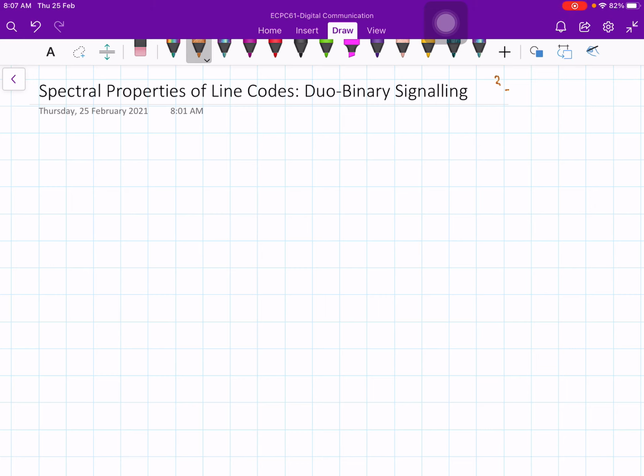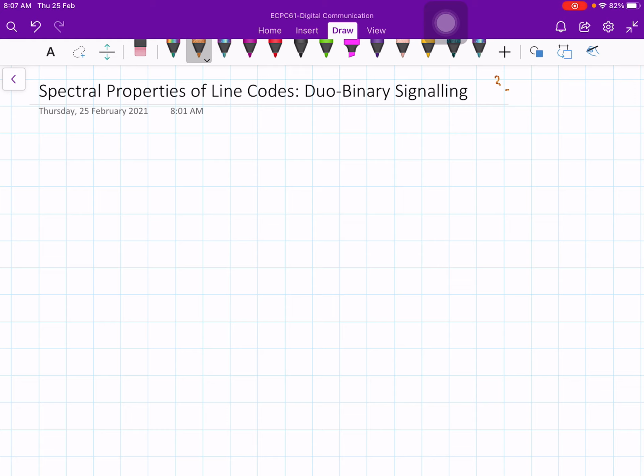In this lecture, let us discuss the spectral properties of DO binary signaling. So, DO binary signaling is one kind of line codes. Before we enter into this, let us quickly recap what we have learnt so far in line coding.